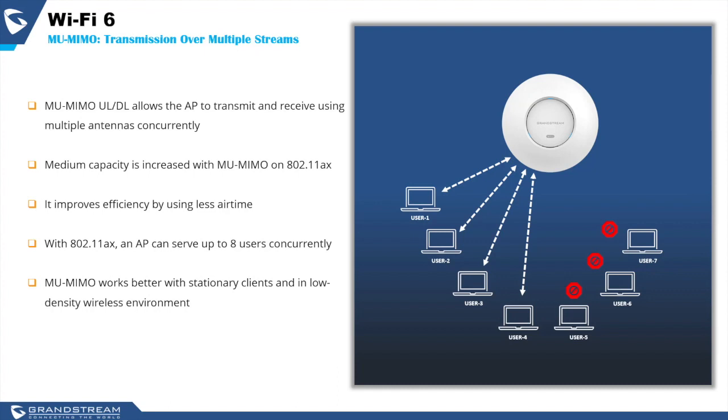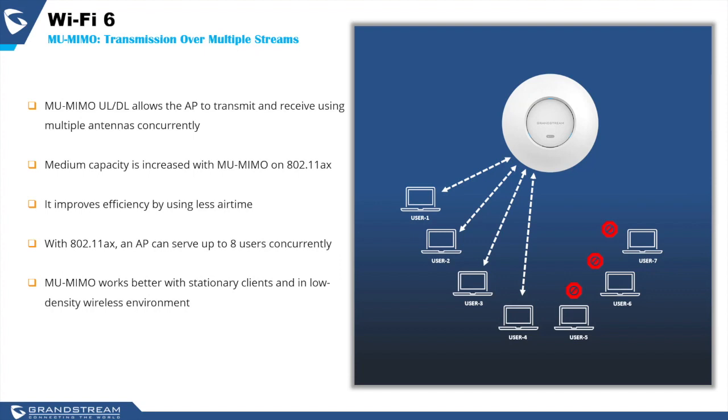For those who don't know what multi-user MIMO is, it is a functionality or technology that allows an access point to communicate with multiple wireless clients at the same time, which increases the wireless throughput because it reduces the wait time and the wireless medium contention. And with multi-user MIMO technology, the access point can simultaneously talk to up to 8 wireless clients. This is of course depending on the number of spatial streams or antennas supported by the access point.